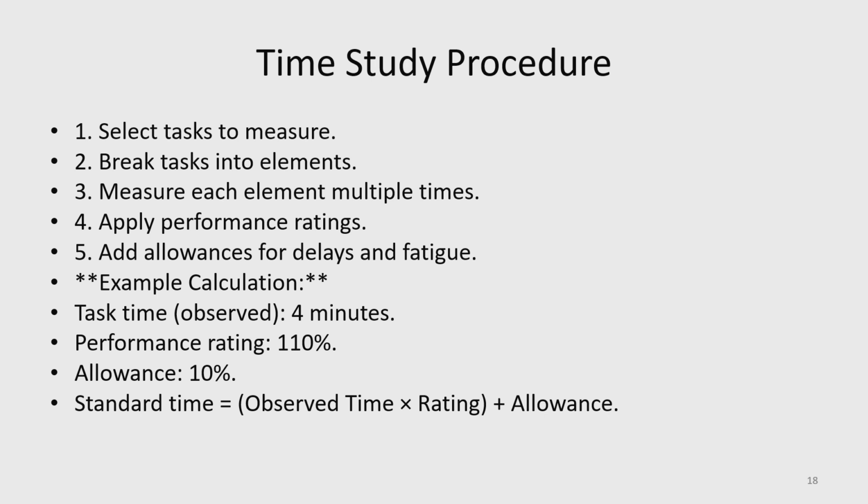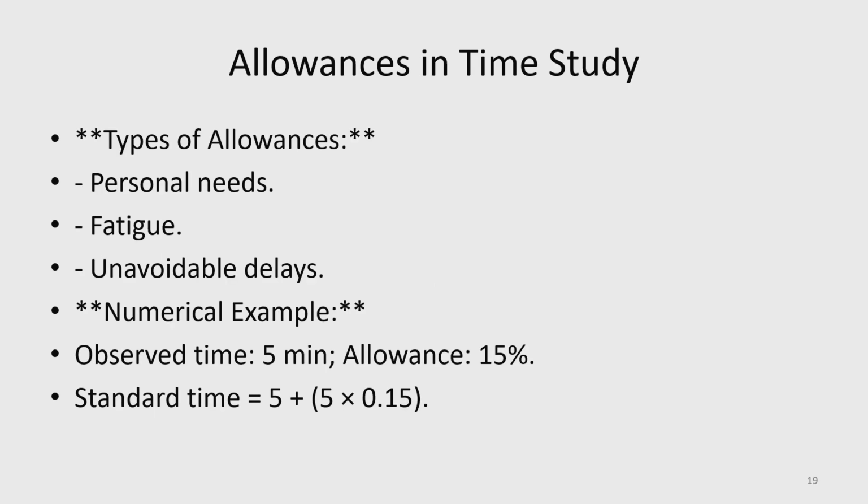So, you can say standard time is equal to observed time into rating. You observe some time and apply the rating, and you add some allowance to that, then it becomes standard time. So, I observed 4 minutes, but I will multiply by 1.1. That means we will think a normal man will take maybe 4.4 minutes. On top of that, I write some allowance also.